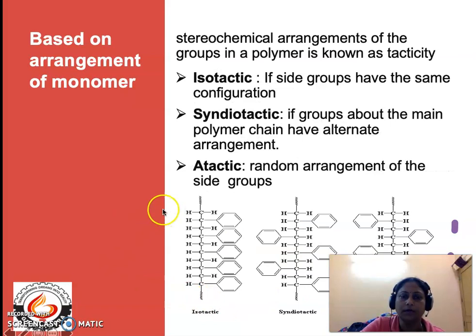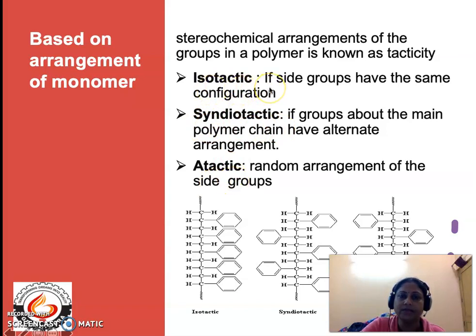Now, let us come to another classification, which is based on the arrangement of the monomers. The stereochemical arrangement of the side groups across the main polymer carbon chain is known as the tacticity. And there are three different classes under this: first is the isotactic, second is the syndiotactic, and the third is the atactic.